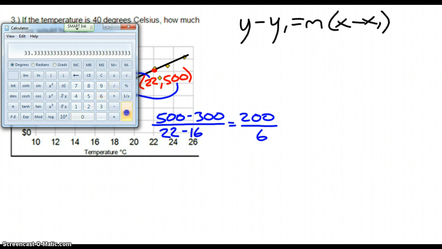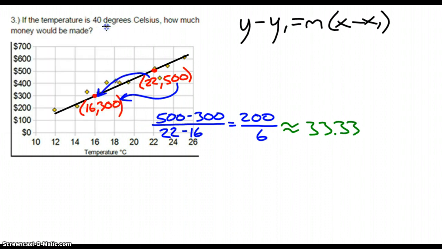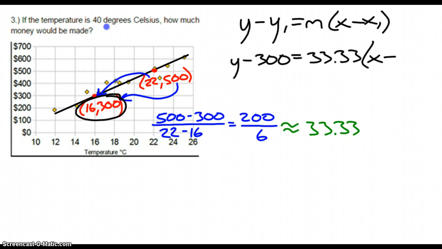It won't be the most accurate thing in the world. I'm going to use 33.33 for a slope. So about 33.33. Okay, so we'll put that in for our slope. Okay, and then we're going to pick one of our points. I'm going to choose this one right here, a little bit smaller numbers. So we're going to say y minus 300 equals 33.33 times x minus 16.